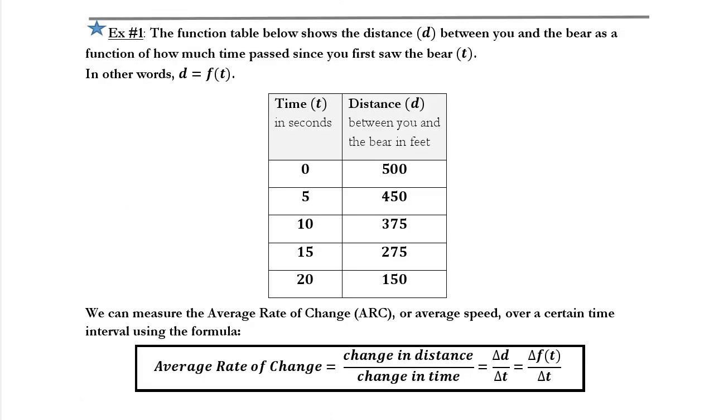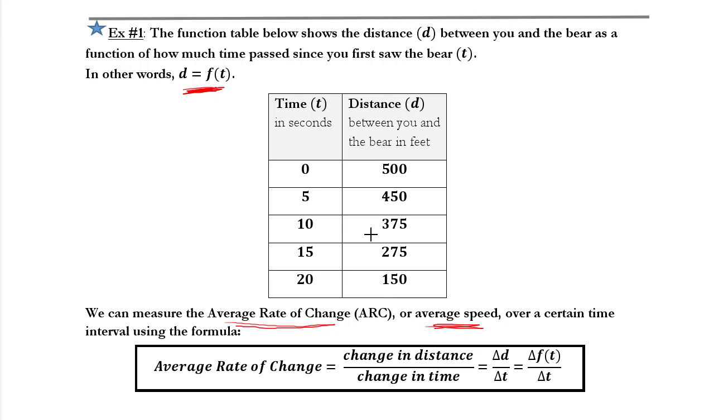Example number 1. The function table below shows the distance between you and the bear as a function of time. So the distance is a function of time, and we're given some information about some of the questions that we had. After certain amounts of time have passed, this is the distance between you and the bear in feet. So we're going to be able to answer some of those questions about directionality and speed and changing speed. So we can measure the average rate of change. This is the purpose of this lesson, which in this case we're talking about average speed, right?